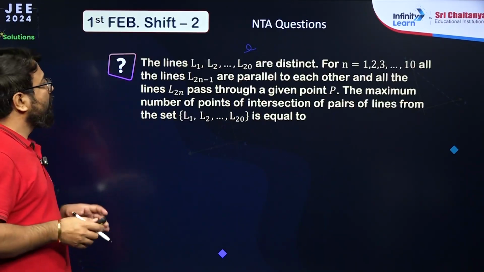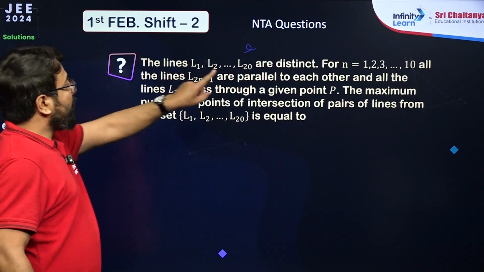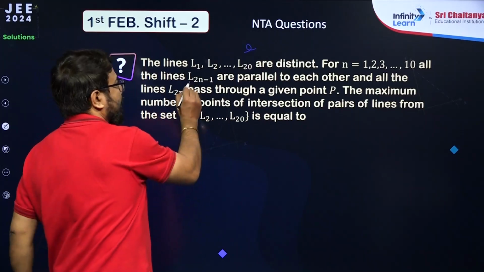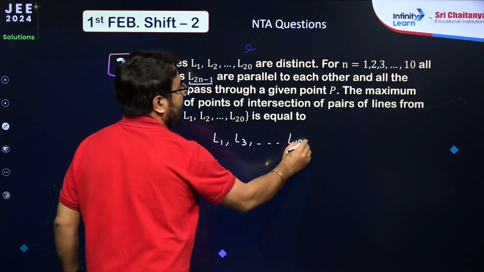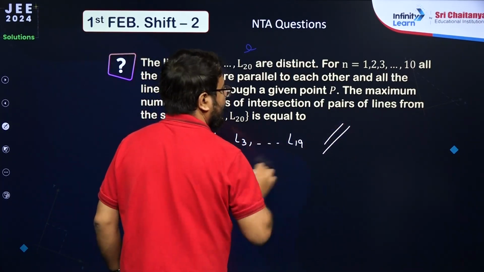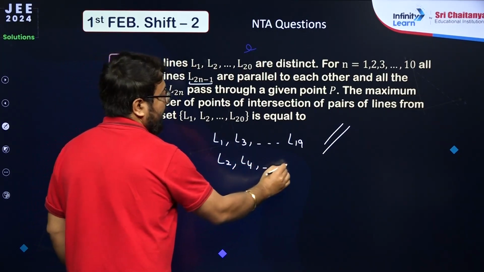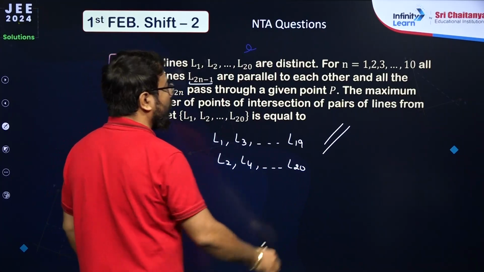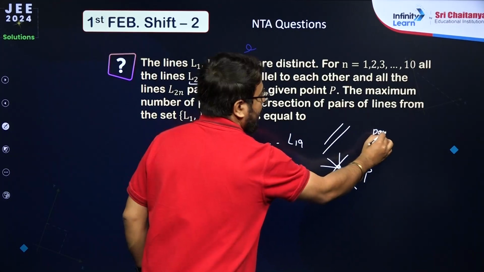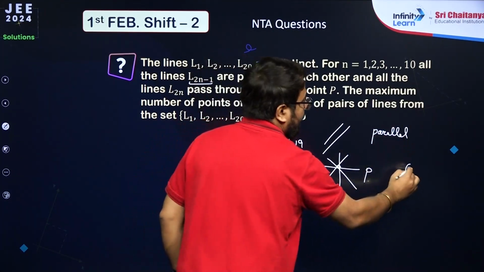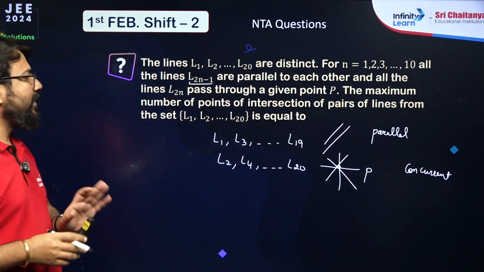Yes. Now one more question. The 20 lines are distinct lines. For n equals 1 to 10, that means line number 1, line number 3, up till line number 19, they are parallel to each other. And all the lines L2n, line number 2, line number 4, up to line number 20, they all pass through the given point P. They are concurrent. So basically they are parallel and they are concurrent. The maximum number of points of intersection of the pair.